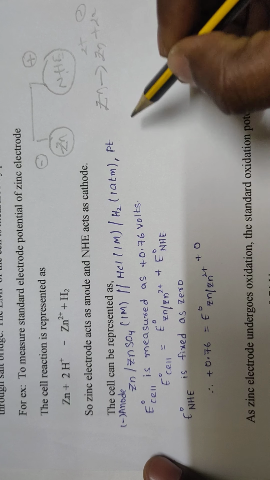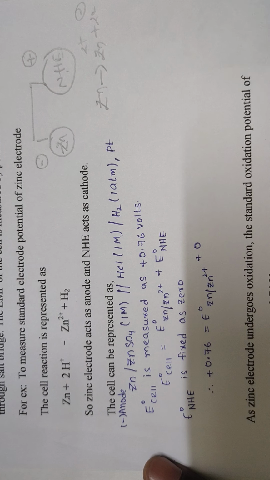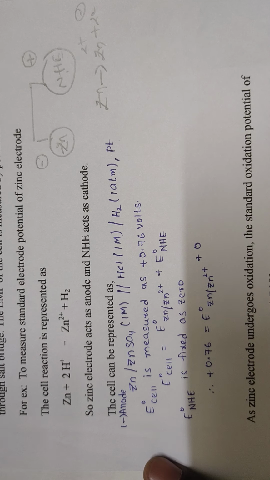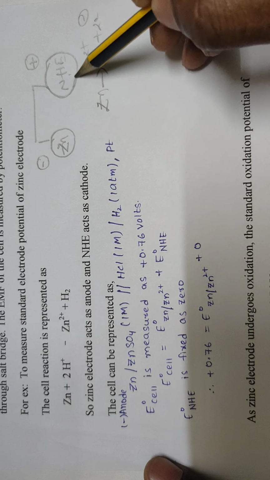Normal hydrogen electrode consists of hydrogen gas that is absorbed by platinum foil and dipped in HCl solution. I will explain the construction of hydrogen electrode in the next video. If you listen to that, you can easily understand the normal hydrogen electrode.